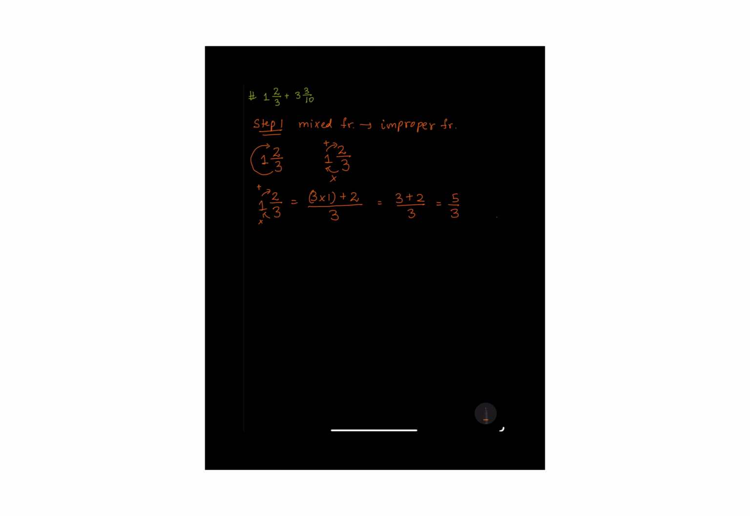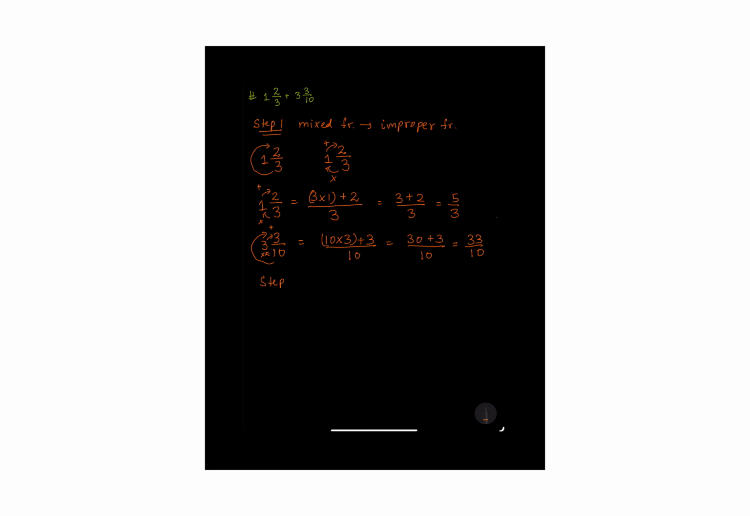Similarly, we'll convert our other mixed fraction into improper fraction. How do we do it? We'll multiply here and we'll add here. So it gives us 10 into 3 plus 3 by 10, which is equal to 30 plus 3 divided by 10, and we get 33 by 10.